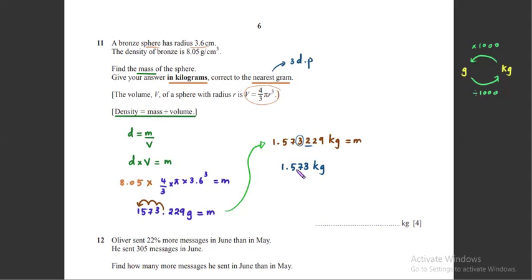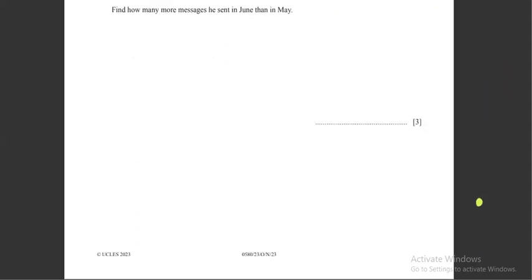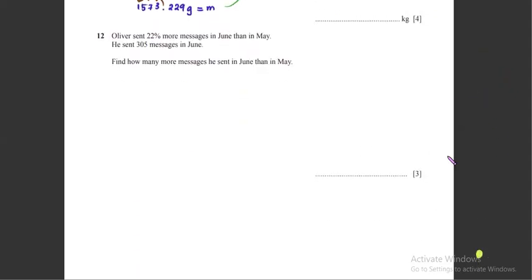So we now have written the mass in kilograms, correct to 3 decimal places, which means that is to the nearest gram. Let's move on to the next question, which is question 12. In question 12, it states that Oliver sent 22% more messages in June than in May. He sent 305 messages in June. Find how many more messages he sent in June than in May.